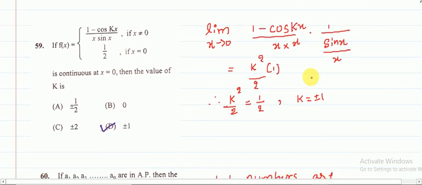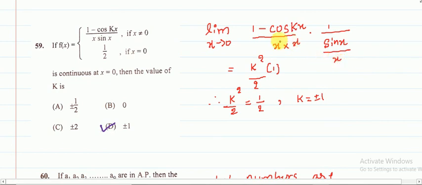Next one, if f of x is equal to 1 minus cos kx divided by x sin x, if x is not equal to 0, and 1 by 2 if x is equal to 0, is continuous at x equal to 0, then the value of k is. Here, let me split this as 1 minus cos kx divided by x into 1 by sin x. Then, I will multiply and divide it by x.